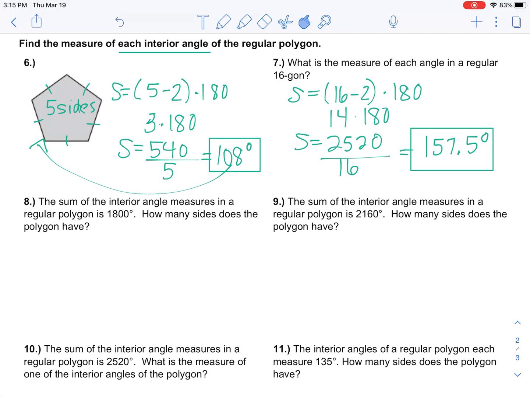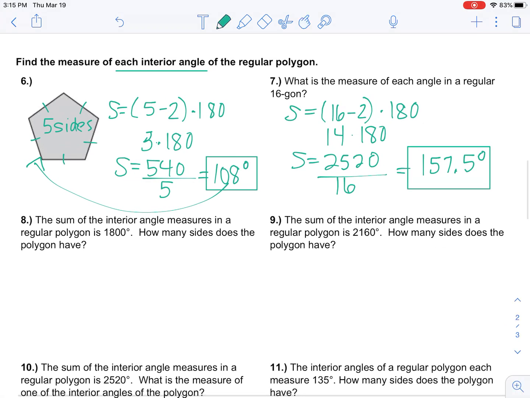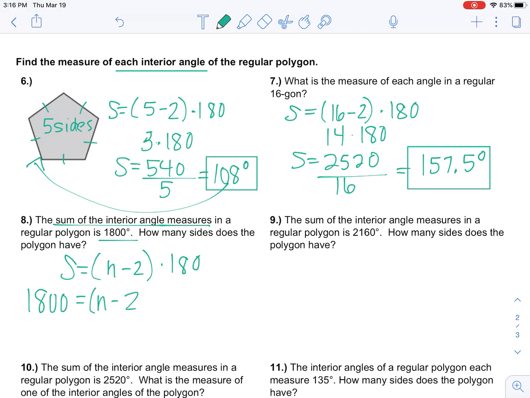Okay, so this time we're going to use that same equation, S equals n minus 2 times 180. We know the sum of the interior angle measures. It's 1800, so we're going to work ourselves backward by putting that in for the sum and then finding out n by doing some backwards work.